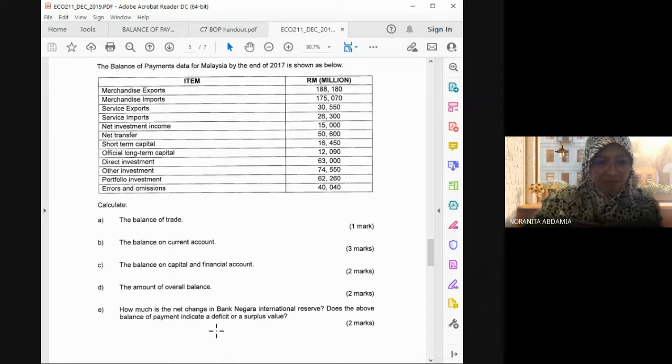Okay, right. So that's the first, how to answer. And after that, does the above balance of payments indicate a deficit or a surplus? So you go back to the overall balance. If the overall balance is positive, that means surplus. If negative, it is a deficit. As simple as that. This is for 2019, December 2019.